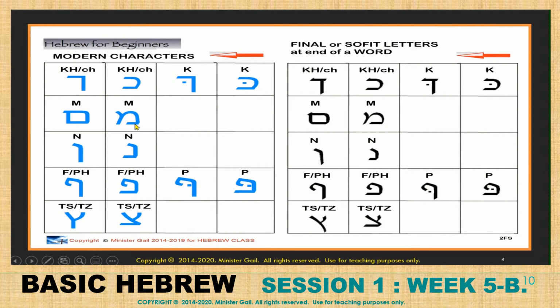If you have an M at the end of a word, the final sofit shape will be like this. If you have an N at the end of a word, the final sofit shape will look like this. If you have a P at the end of the word, it will look like this. If you have an F or a PH at the end of a word, it will look like this final or sofit letter. TS or TZ for righteousness, and this is the way it will look, like the tree of life. This is just a different variation. On the typewriter, it looks like these shapes.